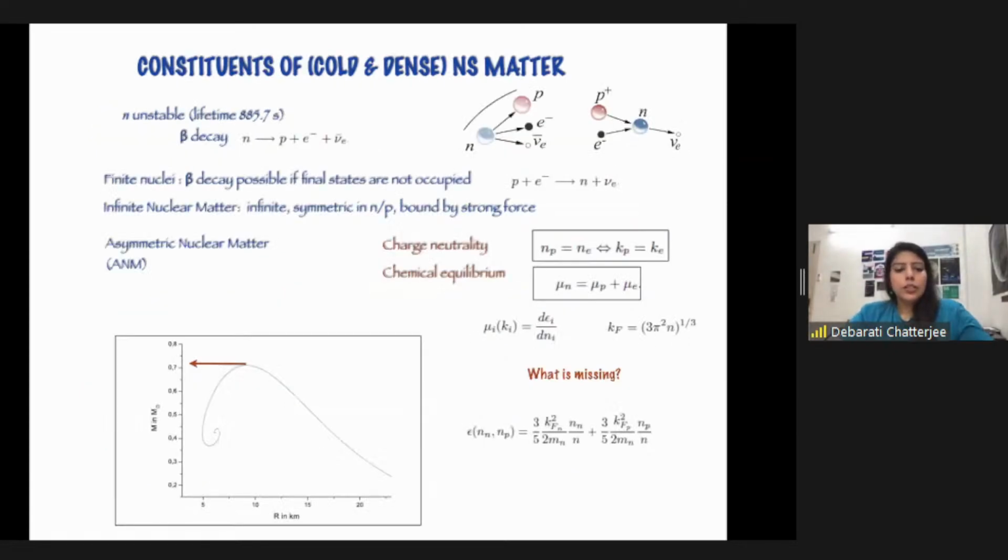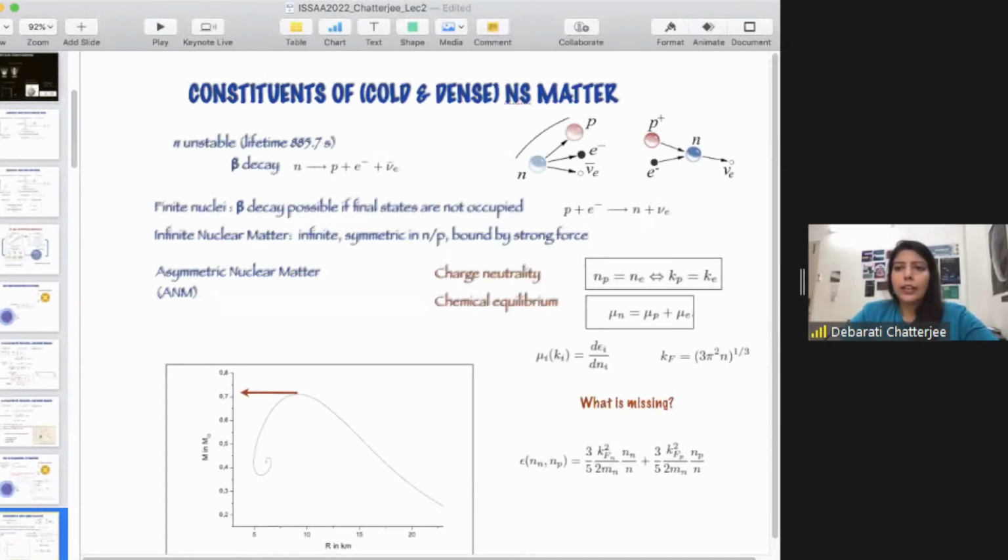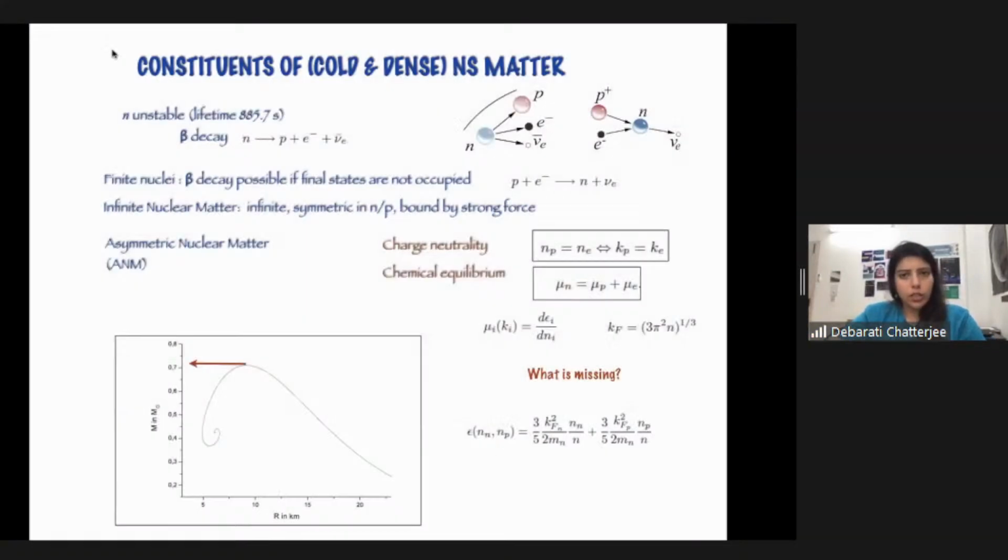So now let's look at what were the constituents of the neutron star in the first place. So the constituents were not only neutrons, but there were also a small fraction of protons and electrons. So now we ask ourselves about this very small fraction of protons and electrons, which is because of chemical equilibrium and charge neutrality. Okay, and so what is the origin of this?